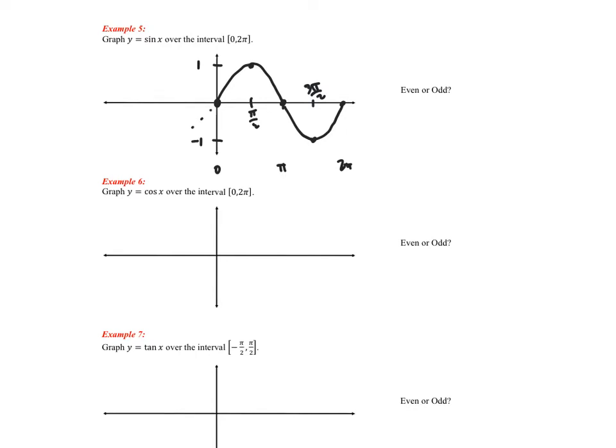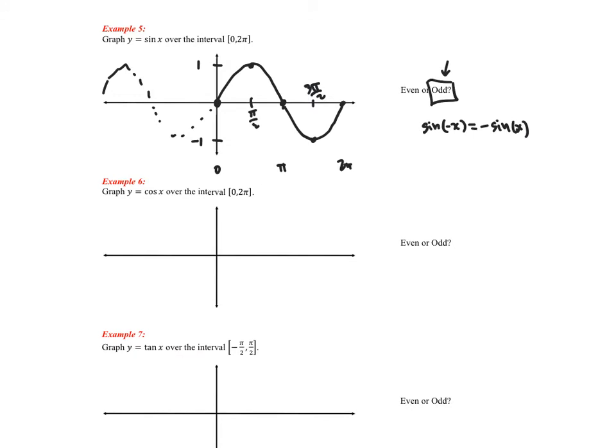Now if I were to sketch another period, you'll notice that, as we talked about in a previous lesson, the sine function is odd. Therefore, sine of negative x is equal to negative sine of x, according to the odd function rule.